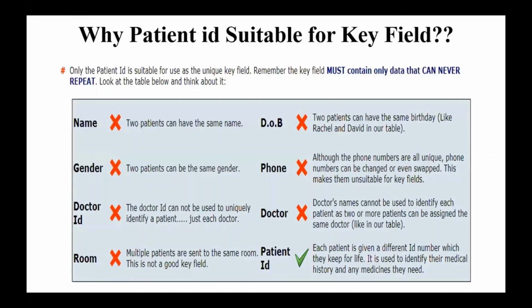Date of birth: it is possible that two of the patients can have the same birthday. Phone numbers: actually it is not possible, but suppose the phone numbers are changed, or there are two family members sharing the same phone number who are both patients, then again a phone number cannot be my primary key. Doctor name cannot be a primary key. That's the reason there is only one field, that is patient ID, which I can choose as a key field. So this is the reason why I have chosen patient ID as a key field.